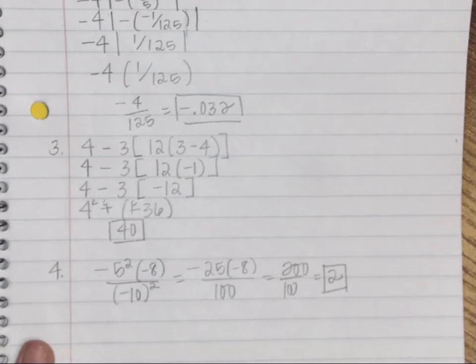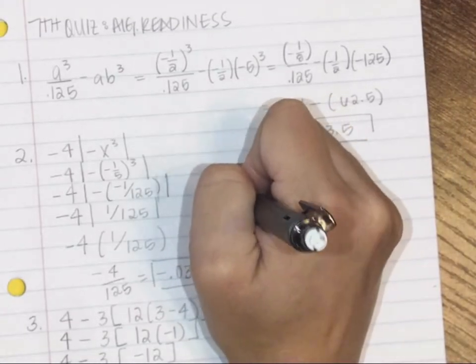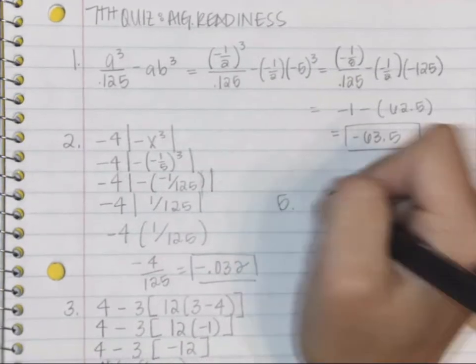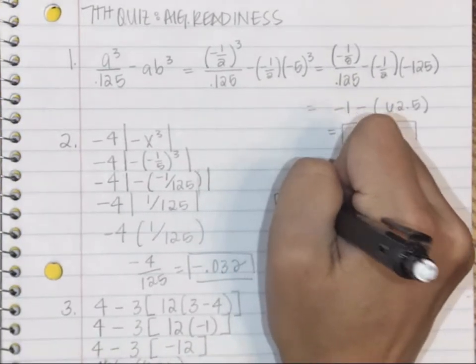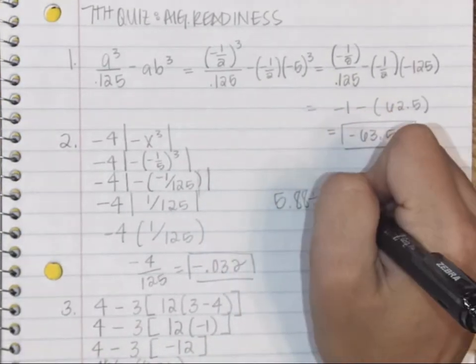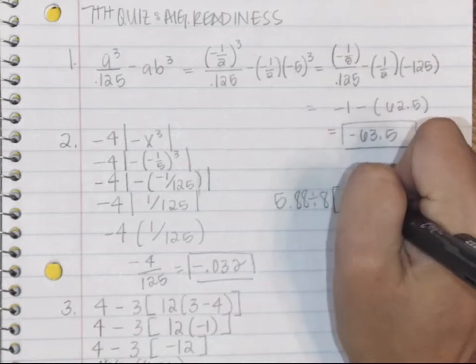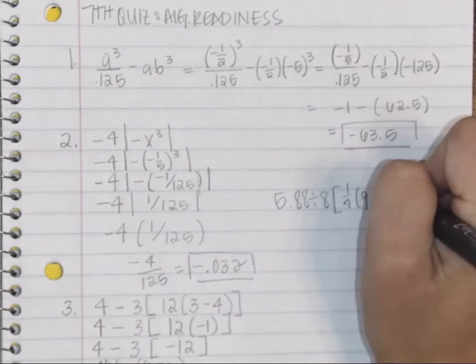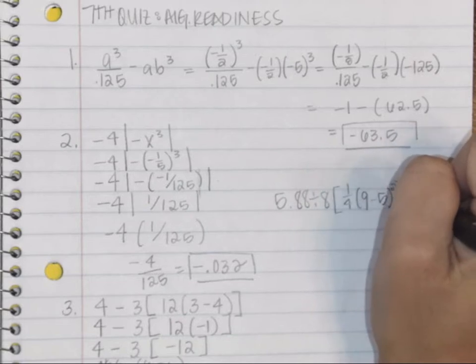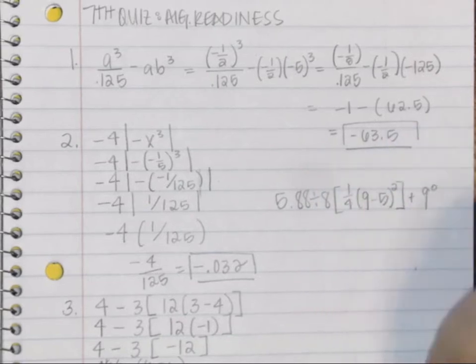Number 5, let's do that up here. So number 5, we have 88 divided by 8 times 1/4 times 9 minus 5 squared plus 9 to the 0 power.